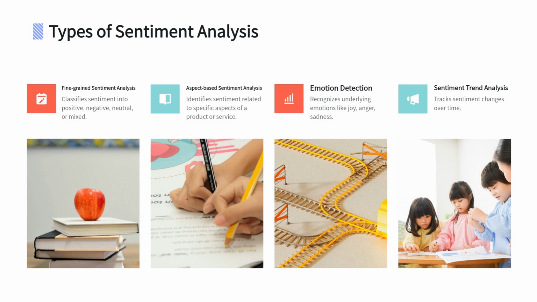Fine-grained sentiment analysis. This is the simplest form of sentiment analysis, where sentiment is classified into broad categories such as positive, negative, neutral, or mixed. For example, the sentence "I love this phone" would be classified as positive, while "the phone's battery is terrible" would be negative.